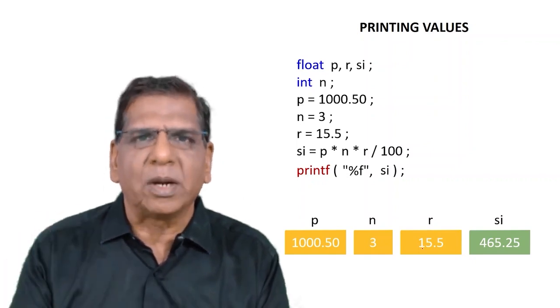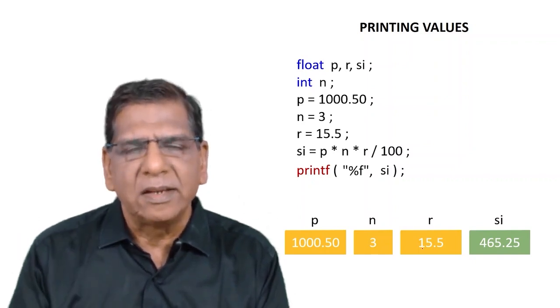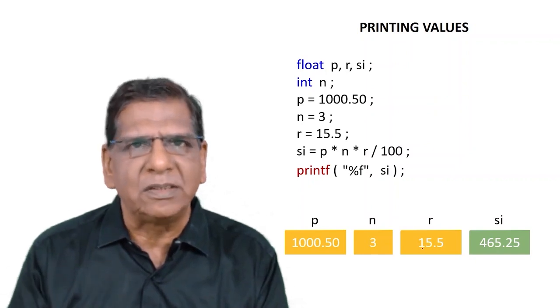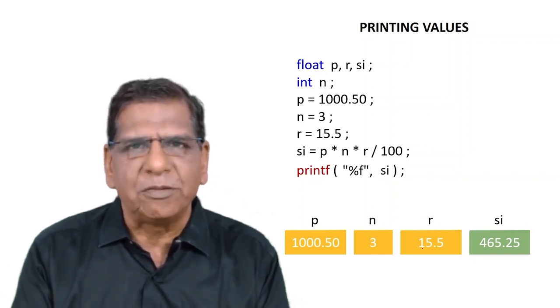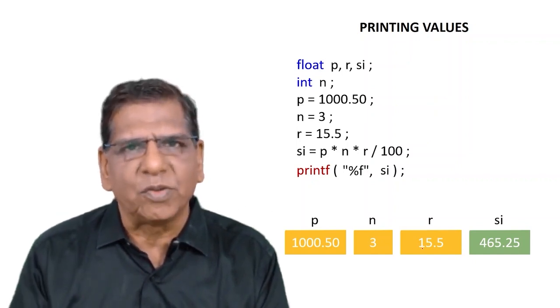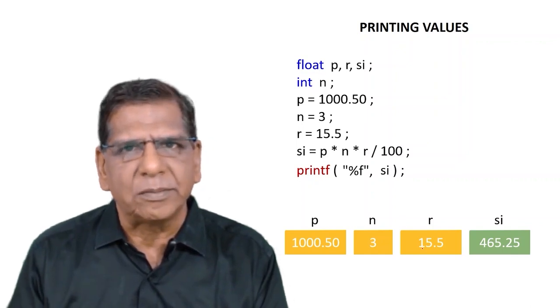Tomorrow in some other program, if SI turns out to be an int variable, we would employ %i. And in yet another program, if SI is a char variable, we would employ %c. So %f, %i, %c are format specifiers used for printing out a float, an int, and a char respectively.